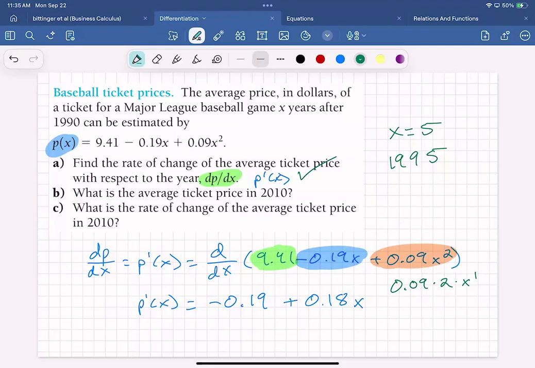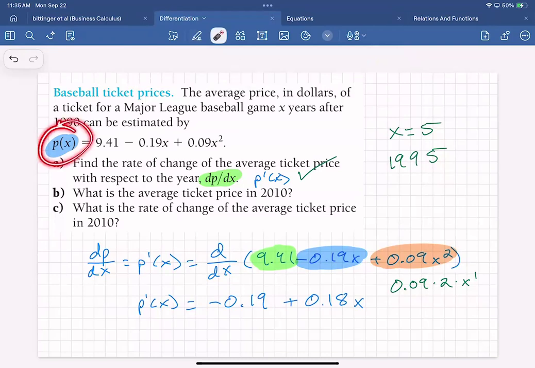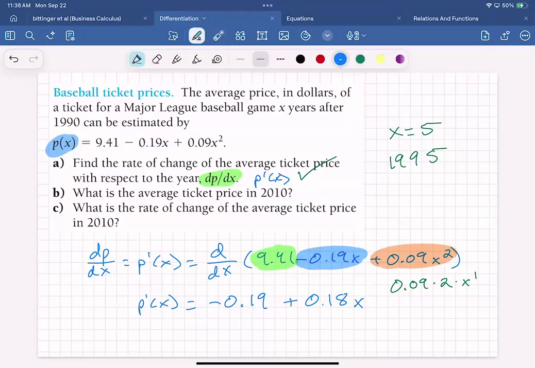Now, with that said, keep in mind, what did P of X itself stand for? The average price. What does P prime of X stand for? The rate of change of the average ticket price. Always keep that in mind, because when you get to some of these problems, and they'll be like this on the test, you need to make sure to read what it's wanting you to actually look for. When we go to part B, that's a good example. It wants me to go find the average price.